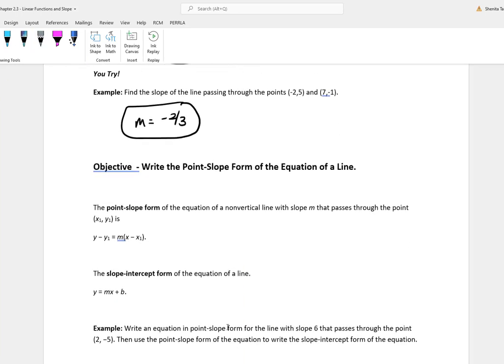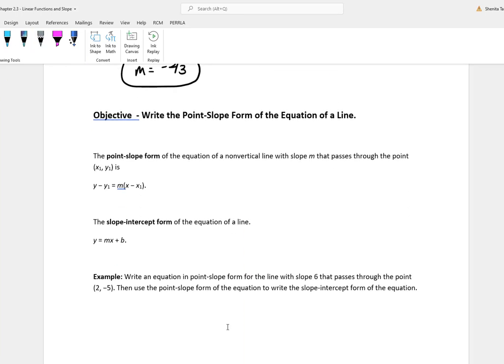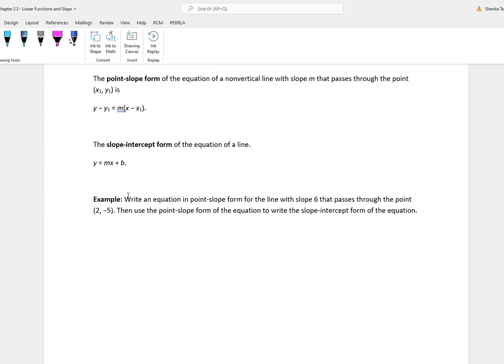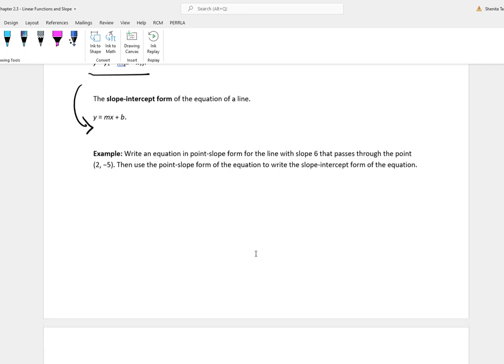So now we're going to talk about how to write the point slope form of an equation. The point slope form of an equation is a non-vertical line with the slope m that passes through the point x1, y1. So the equation is y minus y1 is equal to m times x minus x1. Then you have the slope-intercept form, which is written in the form of y is equal to mx plus b. So basically what you can do is you can rewrite this equation by solving for y to get this equation. And that's what we're going to do in these problems.